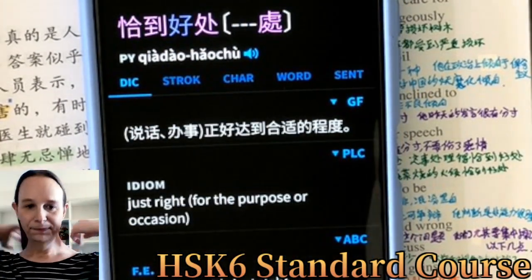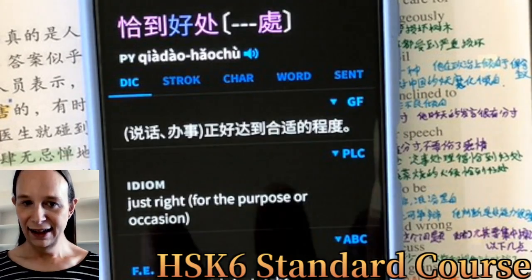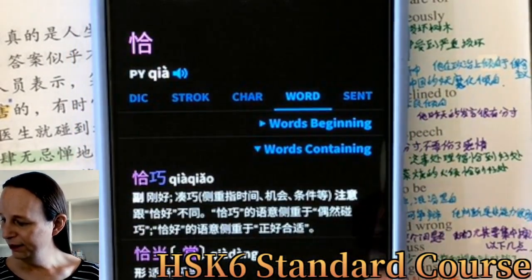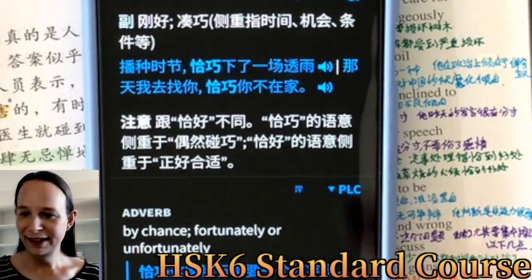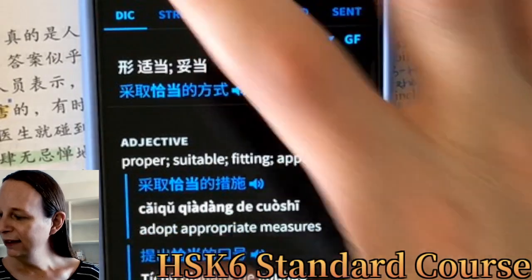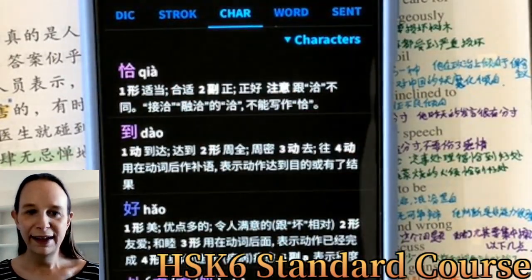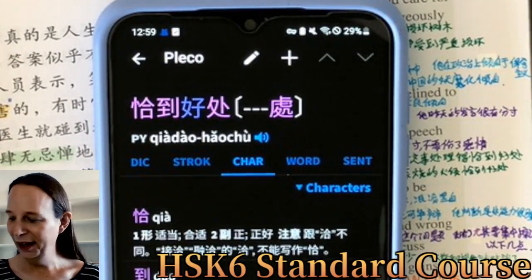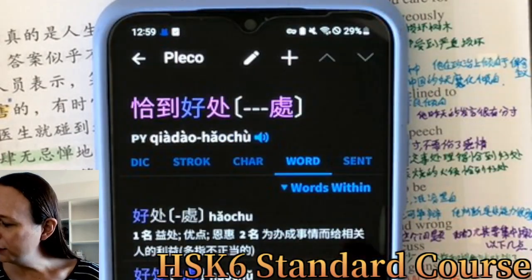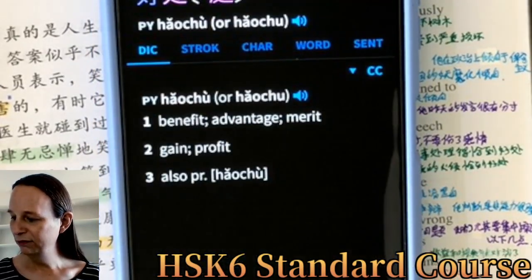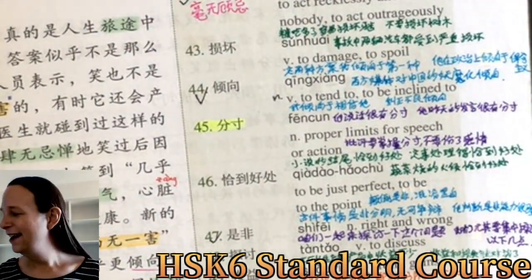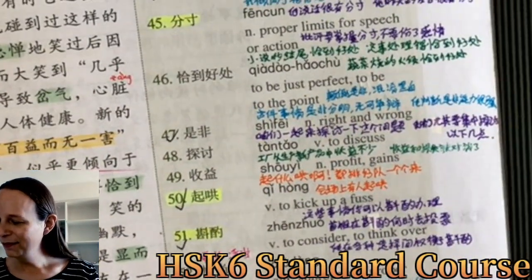Yeah, I don't know why it's those four characters though. 恰, 恰 is 恰当的恰. 恰巧呢? No, that's a different usage, I think. I think it's 恰当. This one. Proper, suitable, fitting. So it's maybe 恰到好处. It's so fitting, it has 好处. 好处 is like a good thing, I guess. Yeah, 恰到好处. I don't know. You can explain to me in the comments why it's those four characters. I don't really know. What's next?